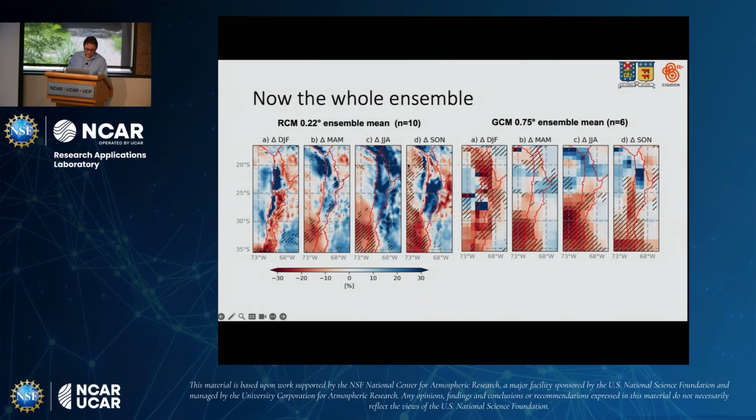But still, you have some agreement here in the regional climate simulations. But in the northern part, a lot of uncertainty is still happening.